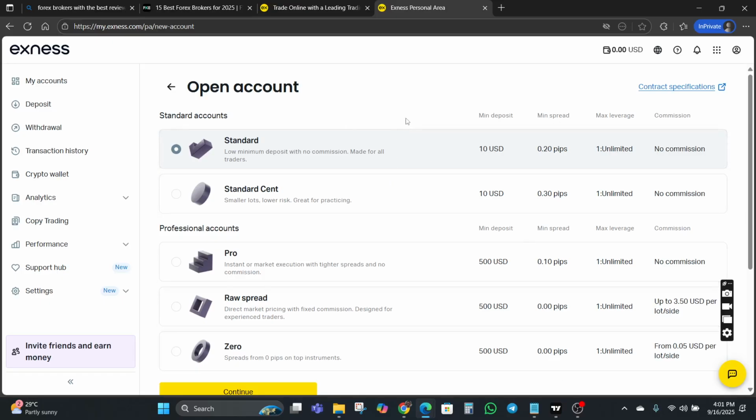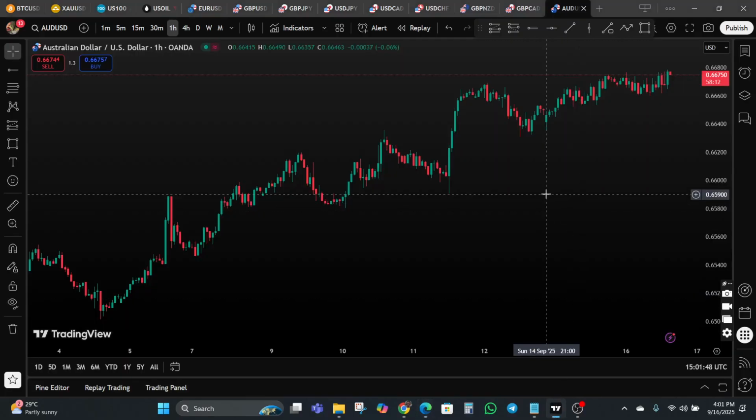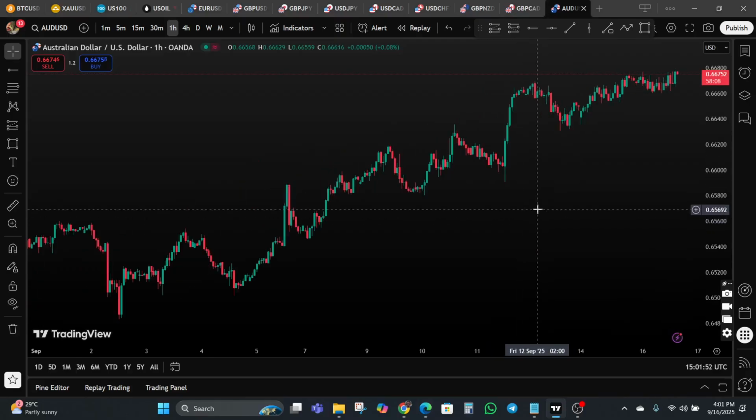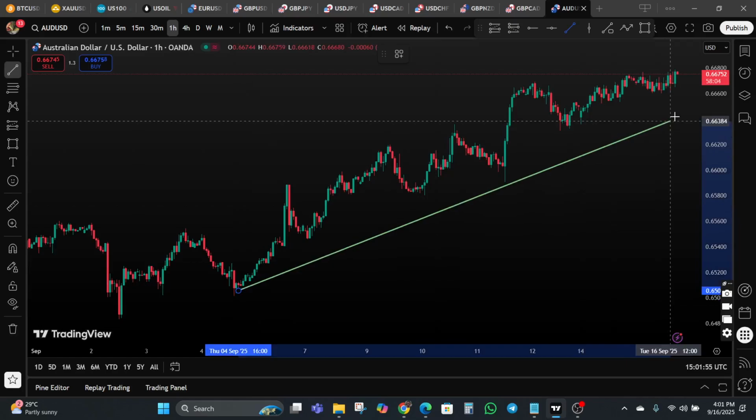After you've opened your trading account, you can log into your trading platform like MT4 or MT5. Then you can decide to do your analysis on MetaTrader, or you can even do your analysis on TradingView. You can decide to have a platform where you do your analysis, such as TradingView, and all of that.